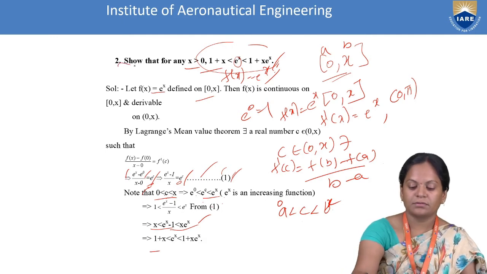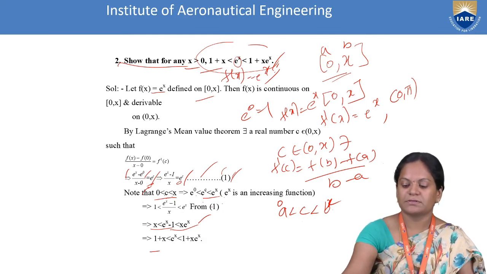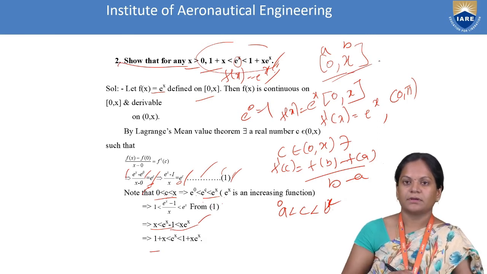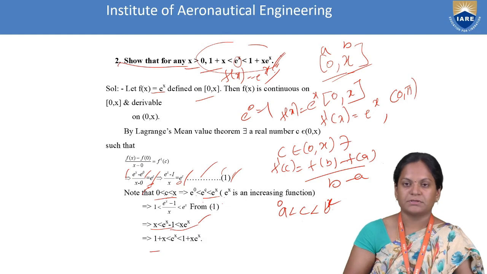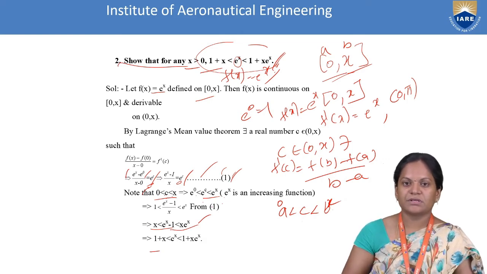And for the given condition, take the interval also. Here for any x greater than 0, the interval must be 0 comma x. So by using this function and interval, we have to take the Lagrange's mean value theorem conditions. First condition is continuity: we have to check whether the function is continuous or not. And the second condition is whether the function is differentiable or not. If the two conditions are satisfied, by Lagrange's mean value theorem we can say there exists a real number.